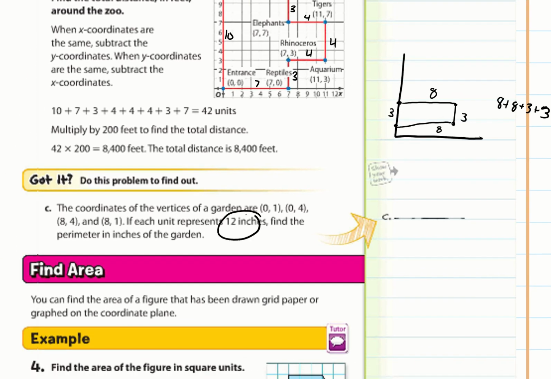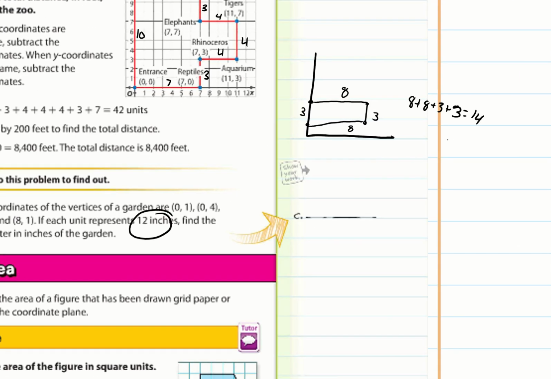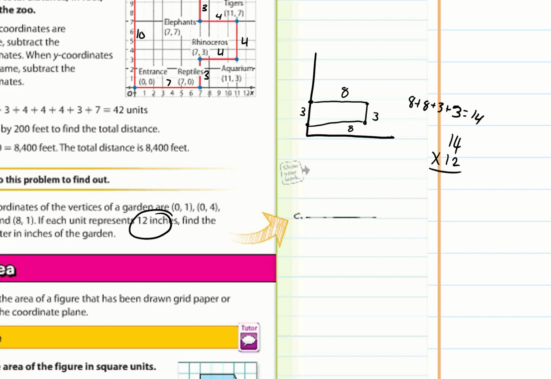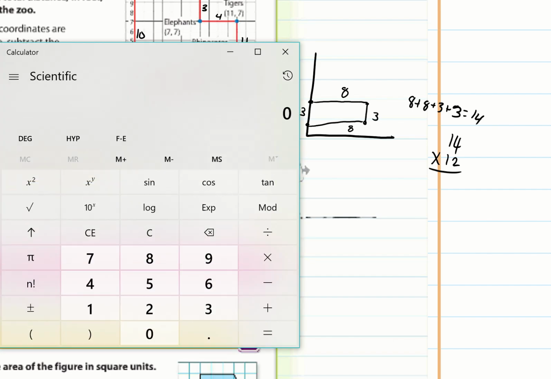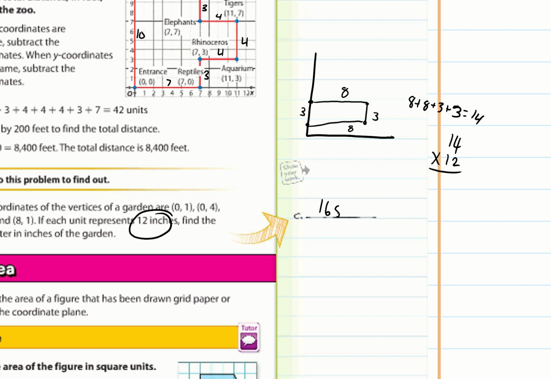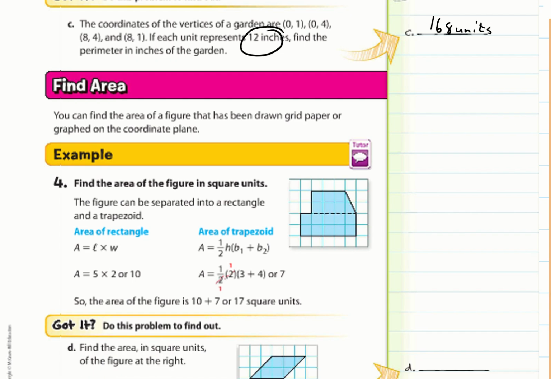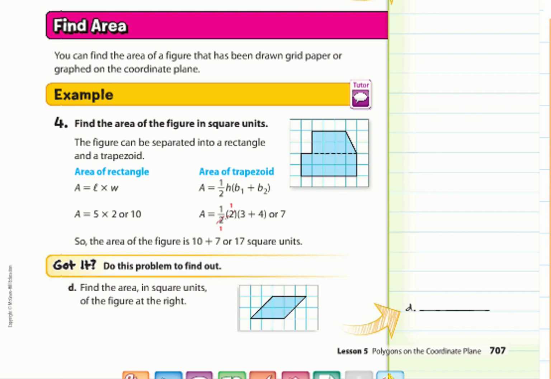But the last thing we need to do, since each square is 12 inches long, we're going to do 14 times 12. 14 times 12 equals 168. So we have 168 units. So that's the perimeter. Now we're going to find the area. So find the area of the figure in square units.